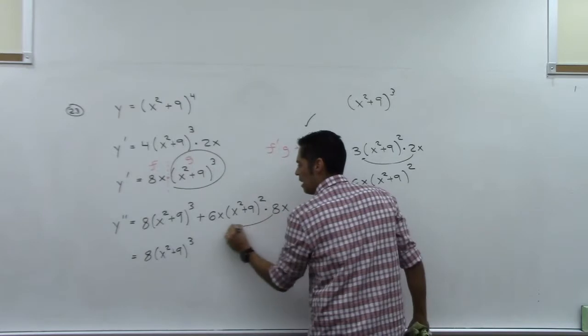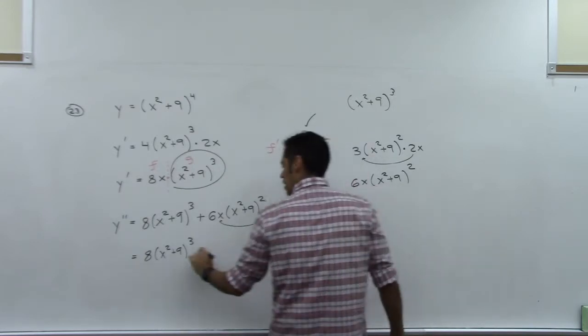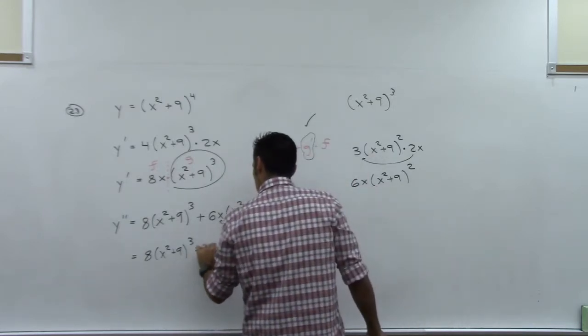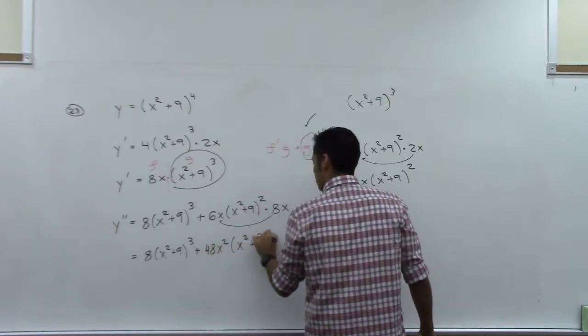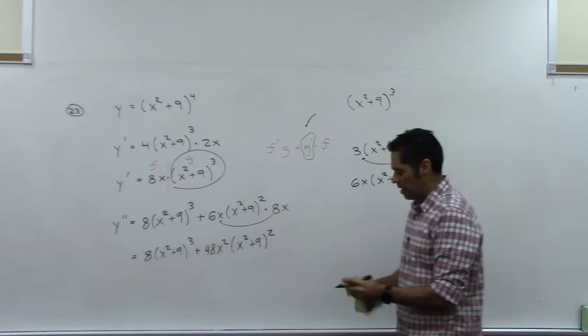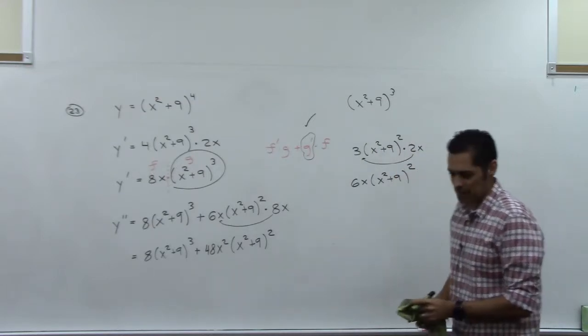I can put the 8x and the 6x together. That'll give me 48x squared when I multiply those. And then I still have this (x squared plus 9) squared. So there's your second derivative. That one's a little messy.